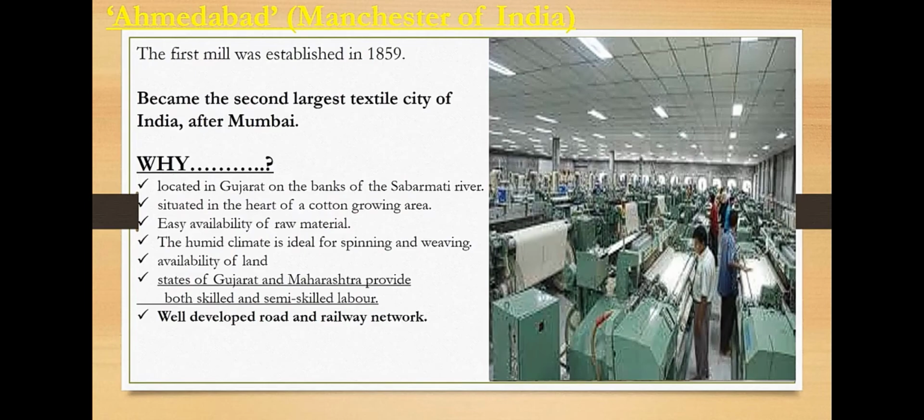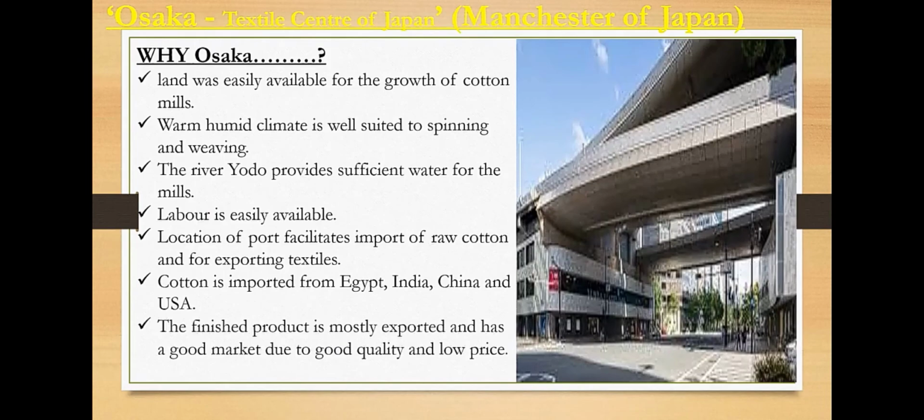And skilled laborers, skilled means they already know this work. So skilled laborers are more in this particular place, and road lines and railway lines are nearer to this place. Like this, the Manchester of India is Ahmedabad. Like that, the Manchester of Japan is Osaka. The same reasons apply for the textile industry in Osaka: you have the Yodo river near it, the climate is very nice for weaving, and we can get skilled laborers, and both airlines and railway lines are near.